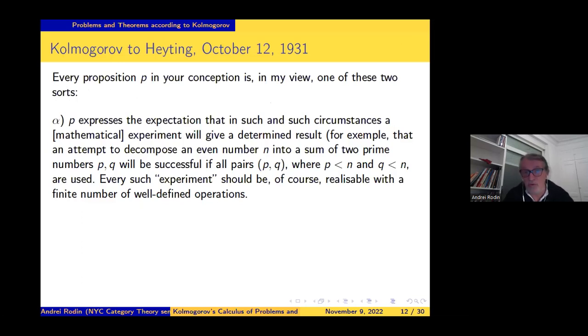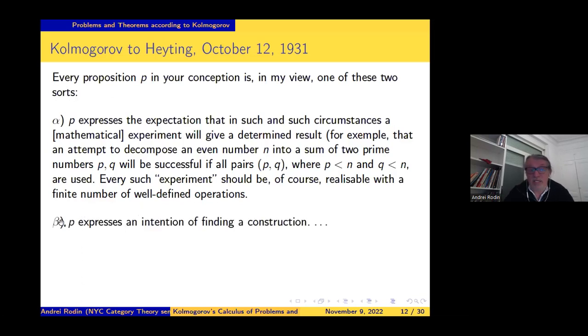Every proposition P in your conception, says Kolmogorov, is in my view one of these two sorts. Alpha: P expresses the expectation that in such and such circumstances, a mathematical experiment, actually he uses the word experiment, will give a determined result. For example, that an attempt to decompose an even number n into a sum of two prime numbers, p and q, will be successful if all pairs of smaller prime numbers are used. Every such experiment should be, of course, realizable with a finite number of well-defined operations.